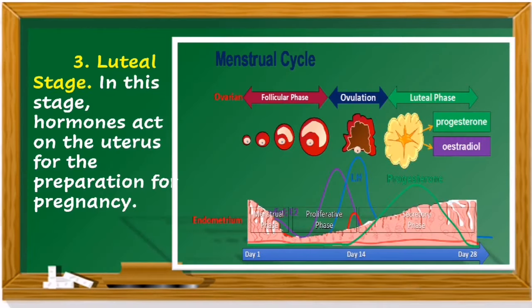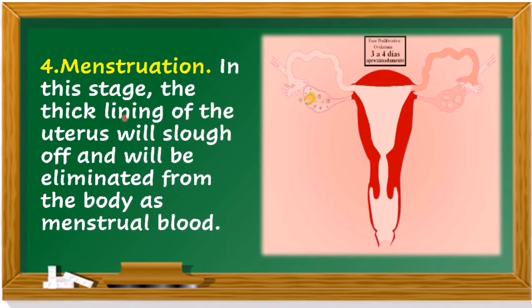Number 3 is the luteal stage. In this stage, hormones act on the uterus for the preparation for pregnancy. So this is the luteal phase. Follicular, ovulation, and luteal. And for the next one, menstruation, number 4. In this stage, the thick lining of the uterus will slough off and will be eliminated from the body as menstrual blood.